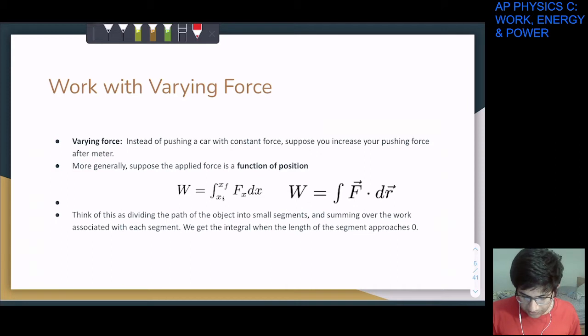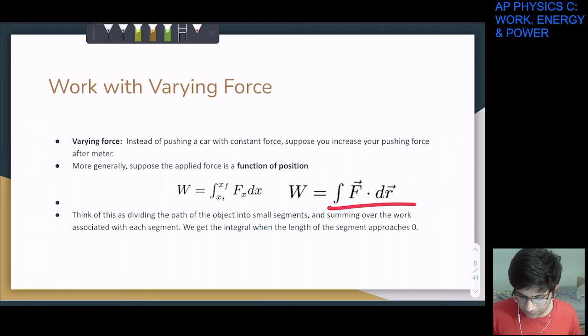So this is a general formula. We're going to assume that the applied force is a function of position. F is a force, a function of position, meaning that at every specific point on the x-axis, let's say, I can give you a value for what the force is at that specific point. And then we integrate with respect to position.